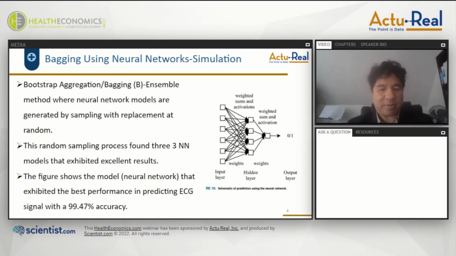So these neural network models are generated by sampling with replacement. And this is at random, of course, on a training data set in order to find the best fitting model. Now, all neural networks in the study follow this structure that you see here. I took it from figure 10 of the article.